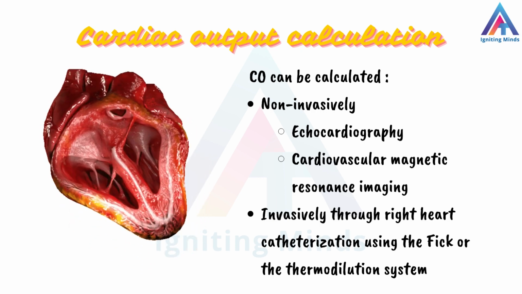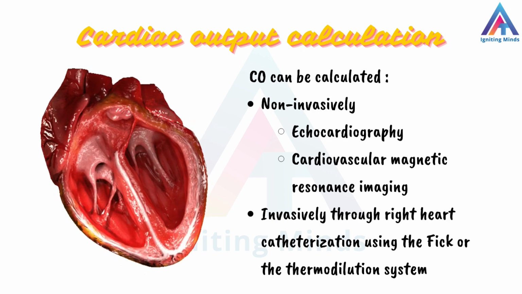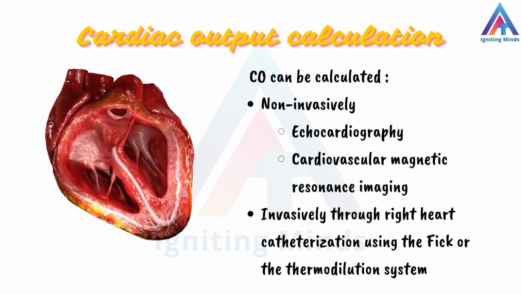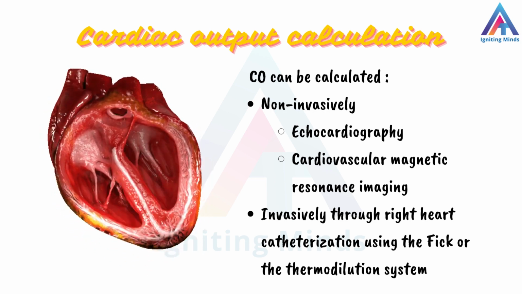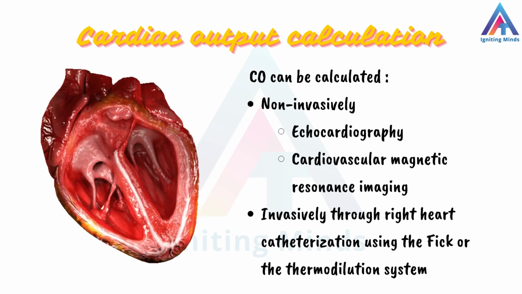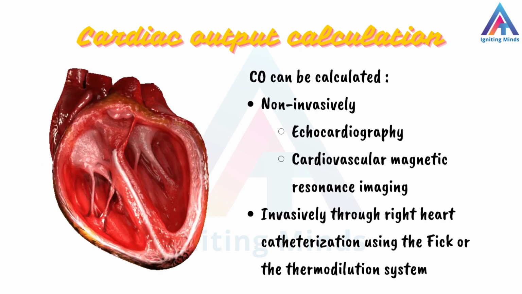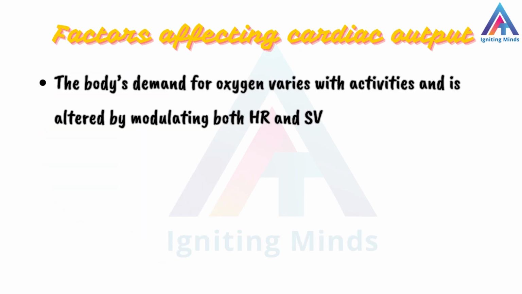For an individual at a given time, cardiac output can be calculated non-invasively by echocardiography or cardiac MRI, or invasively through right heart catheterization using the Fick principle or the thermodilution system. Let's now move on to the multitude of factors affecting the cardiac output.